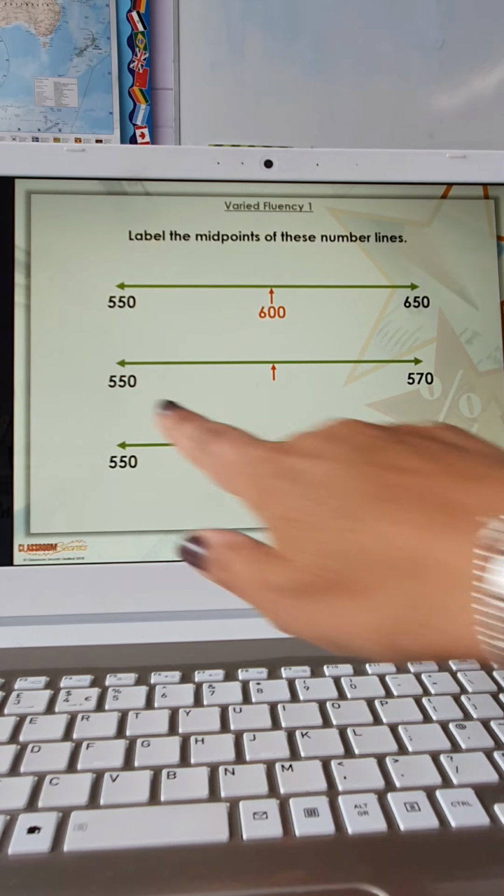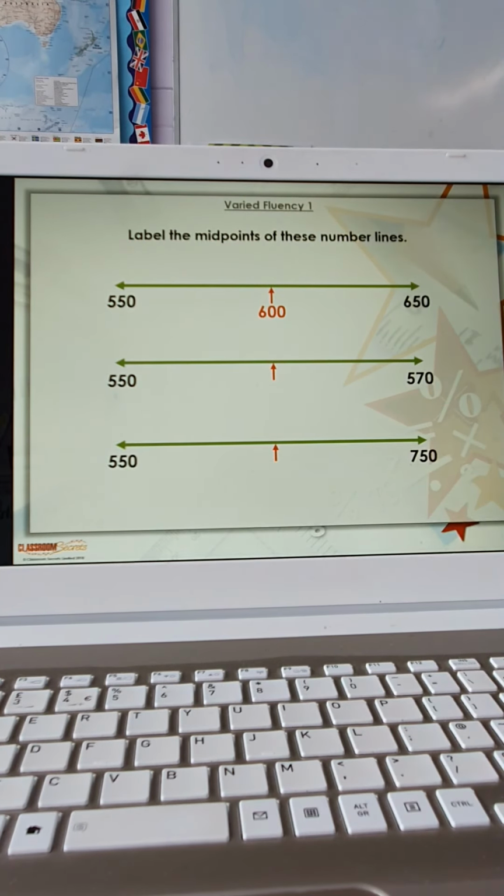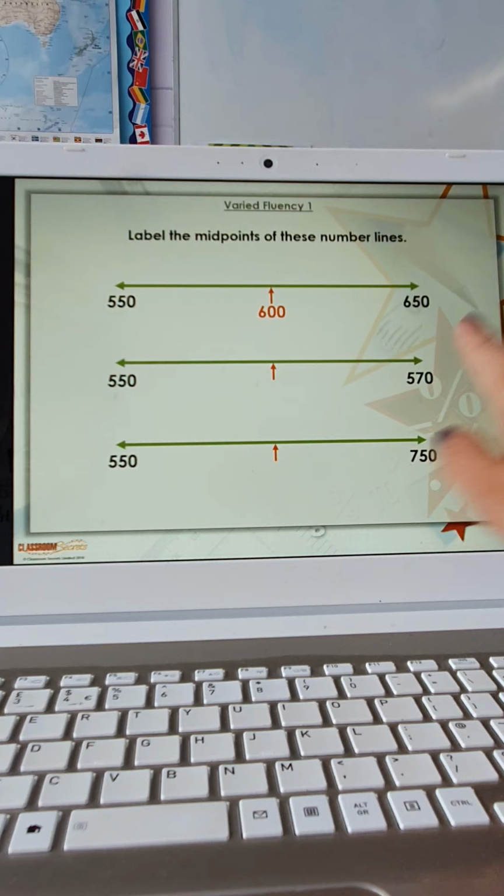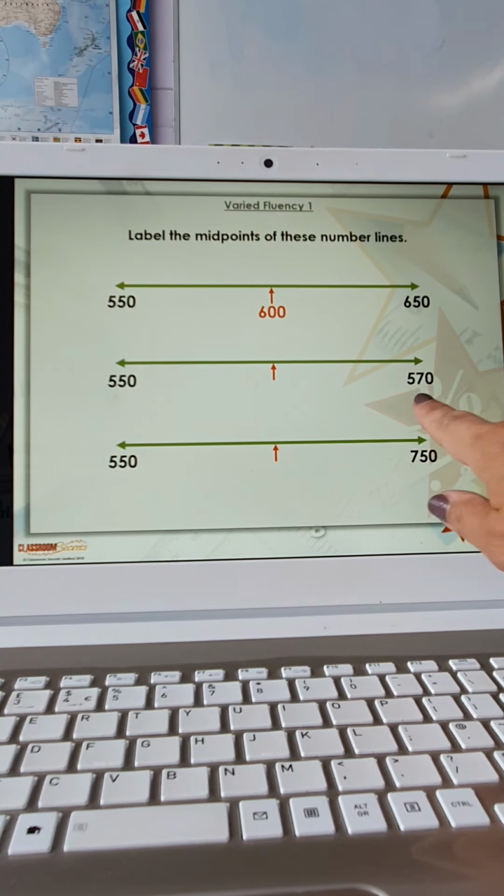On the next one, we're still starting at 550, but this time we're only going up to 570. So the difference between these 2 points is now only 20. So halfway between 550 and 570 is 560.